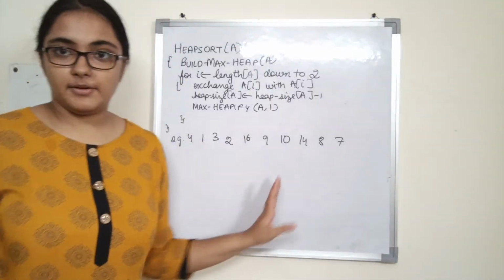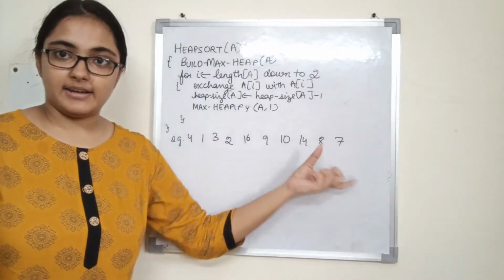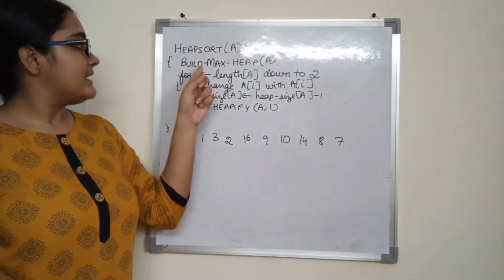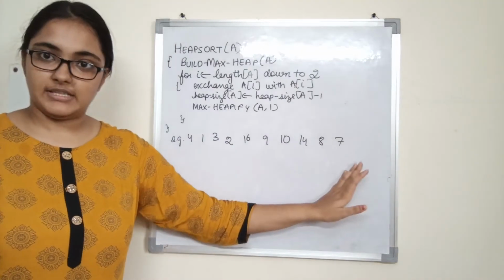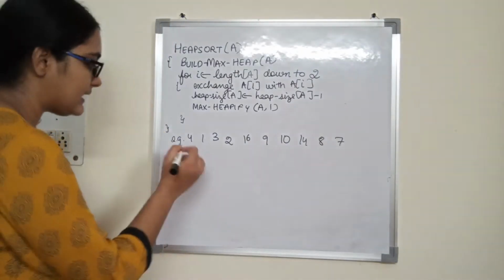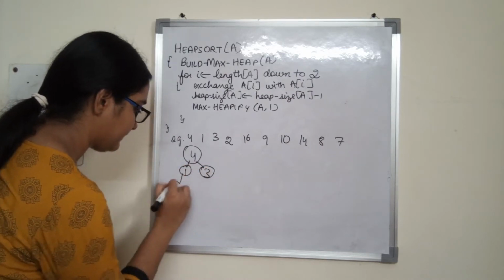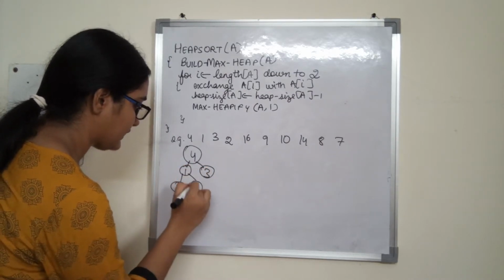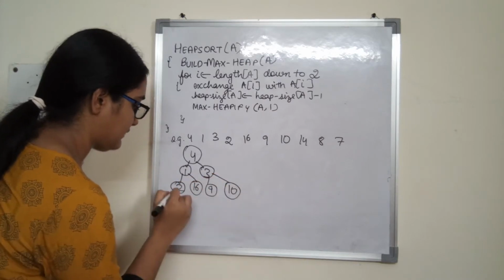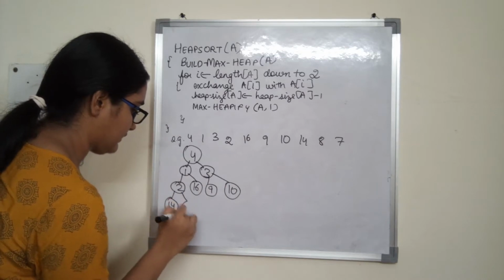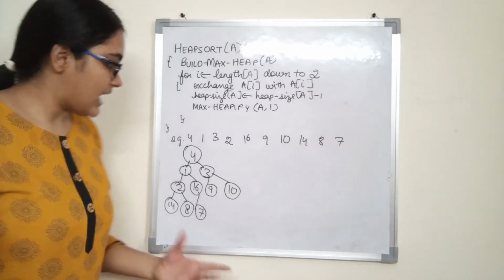So this is the procedure for heap sort. We will see how it runs on this array. The first line says build max heap from A. That is, we have to build a max heap out of this array. How did we build that? We just write it: 4, 1, 3, 2, 16, 9, 10, 14, 8, 7.